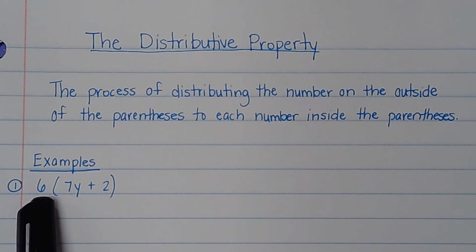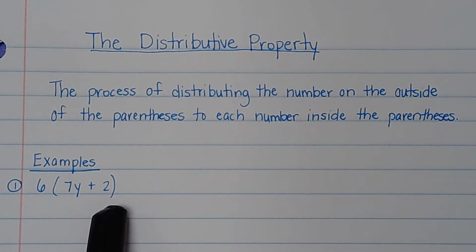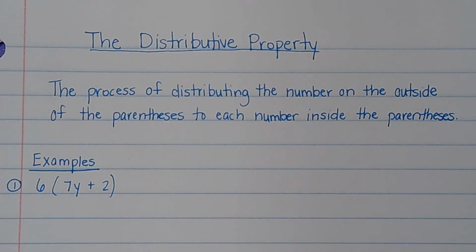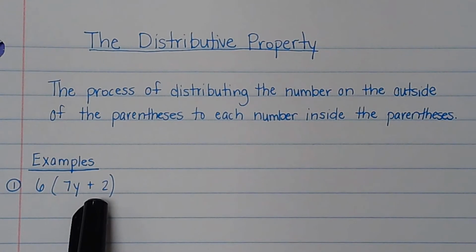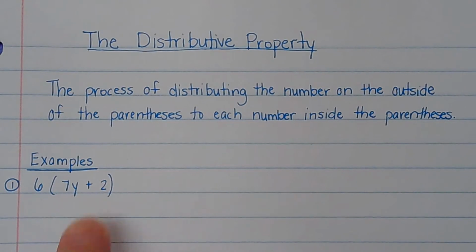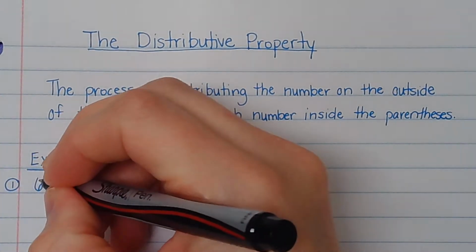Whatever's on the outside has to be multiplied by the things on the inside, okay? This is not an order of operations question because, in order of operations, the first letter stands for parentheses, and there's nothing I can do inside the parentheses. I can't combine 7y plus 2 to get 9y. That's not how it works. We're going to learn about that later, but just trust me, you can't do anything in here. So that's why we're going to rely on the distributive property.